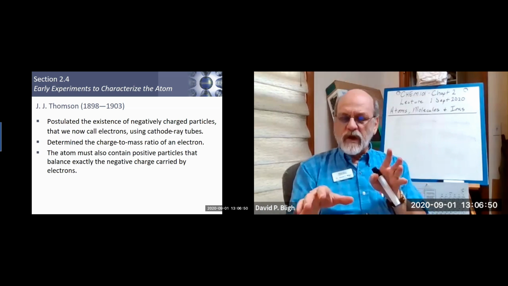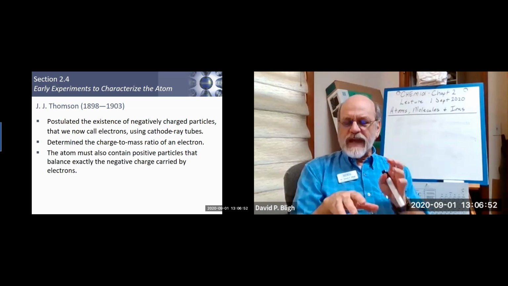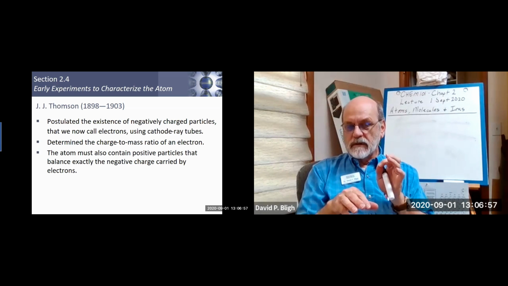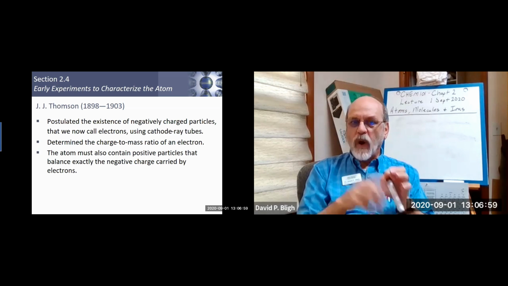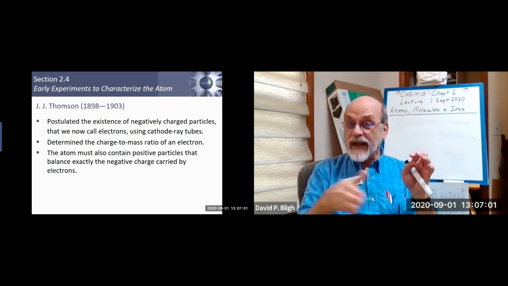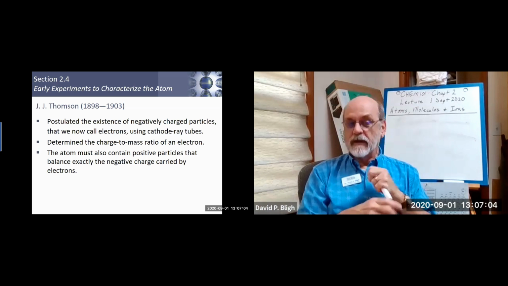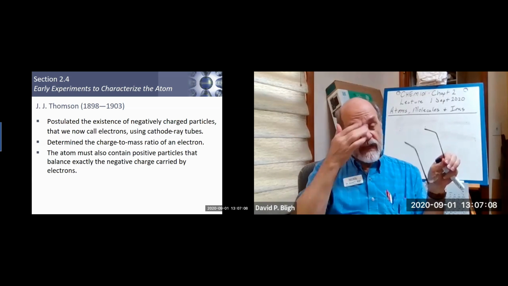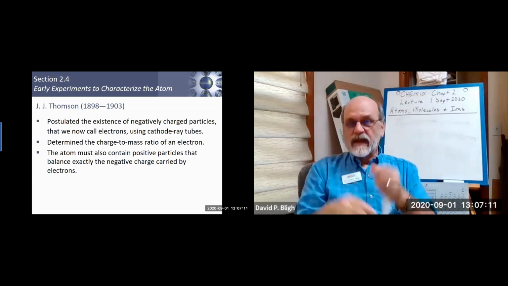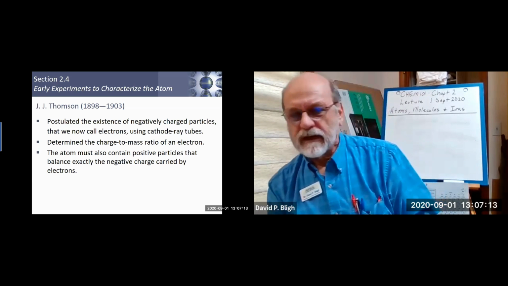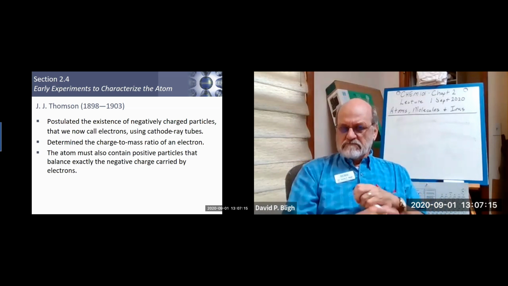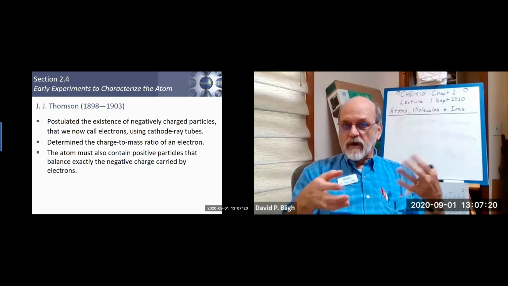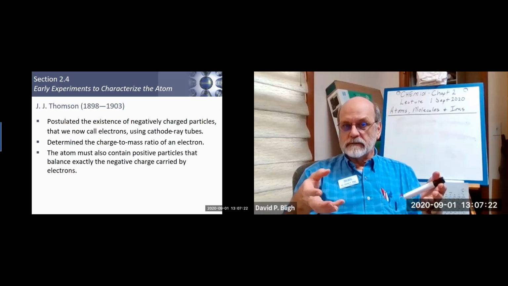And this is important because understanding the composition of an atom helps us understand why the elements are different, why the different atoms. So we're going to start with J.J. Thomson. And he was an Englishman. And he proposed that as part of the atoms of any element, there are negatively charged particles.